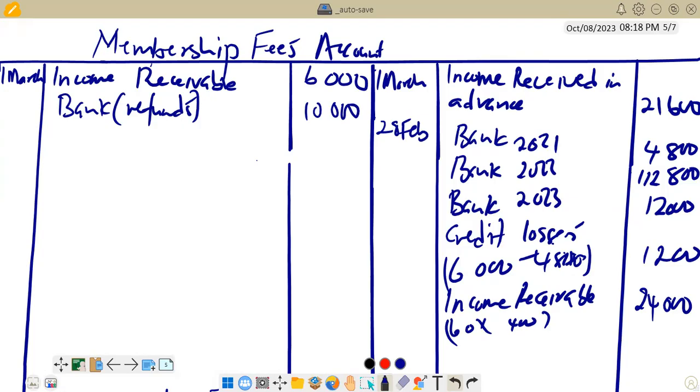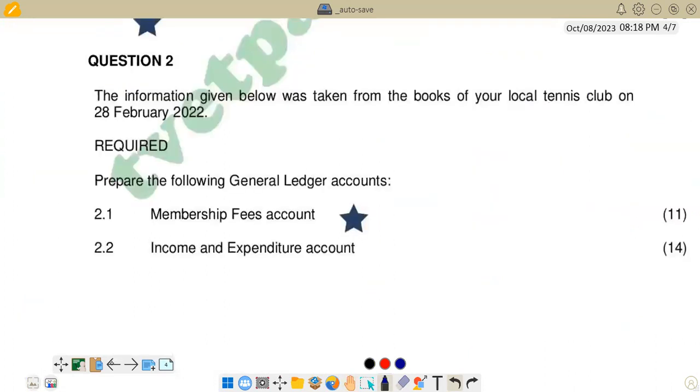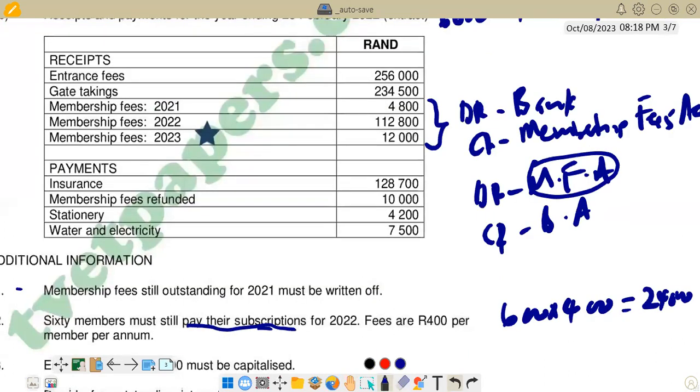And then also let's see another piece of information that is affecting this membership fees account. If you come here in the balance, we have membership fees that were paid in 2023. Remember, we are in 2022. But these membership fees for 2023 were received in 2022. Since the period we are in is 2022, but we have already received membership fees for 2023, this 12,000 becomes a prepayment.